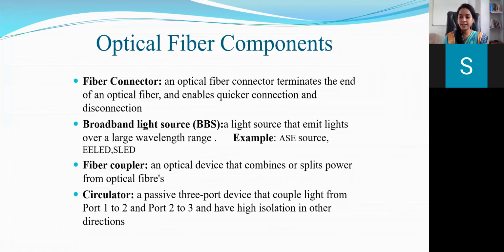So if this is a different type of fiber cable and at the other point you have a different type of optical fiber, so there you will need a coupler. There we use fiber couplers. And then the thing is circulator, a passive 3-port device that couples light from port 1 to 2 and port 2 to 3 and have high isolation in other directions.